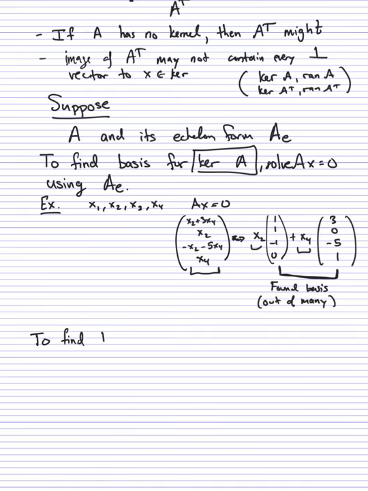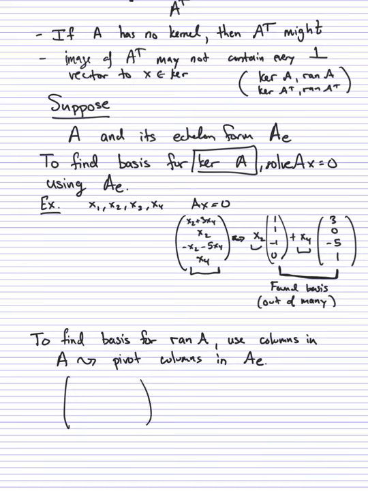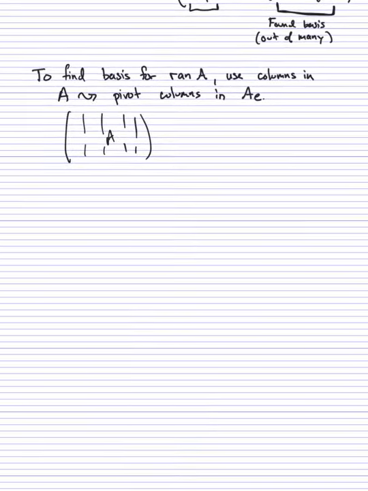To find a basis for the range of A, this is actually easier, you use the columns in A corresponding to the pivot columns in the reduced form. So in other words, you take your original matrix A. Remember, the image of the standard basis vectors correspond to the image of the columns. So that makes sense that these would give you a basis.